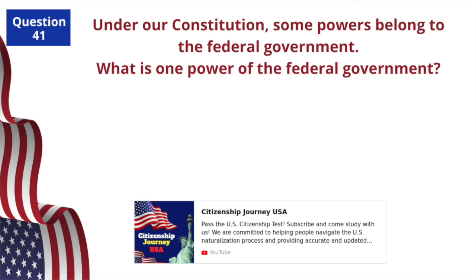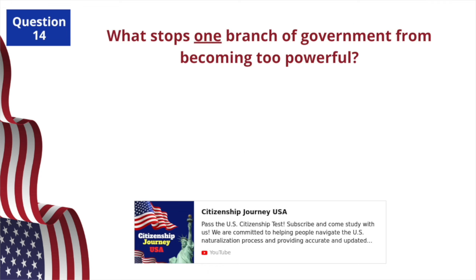Under our Constitution, some powers belong to the federal government. What is one power of the federal government? To print money. What stops one branch of government from becoming too powerful? Checks and balances.